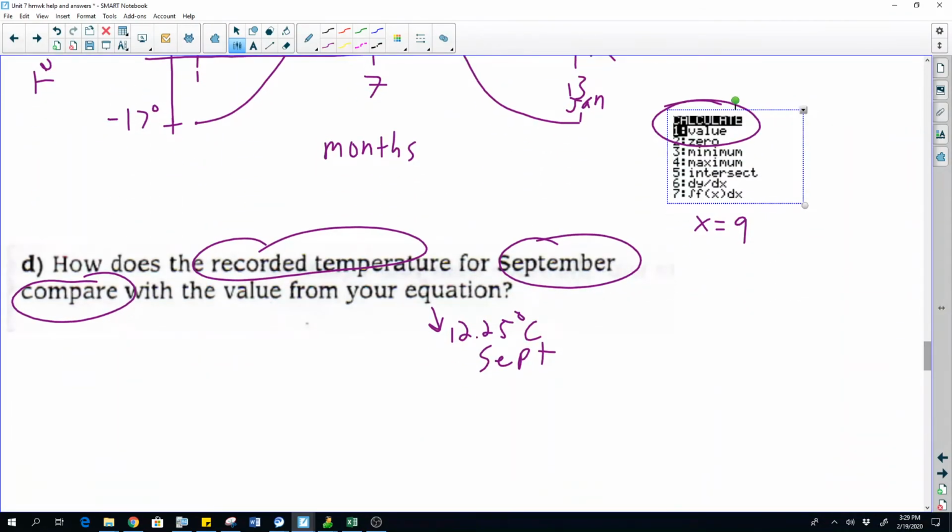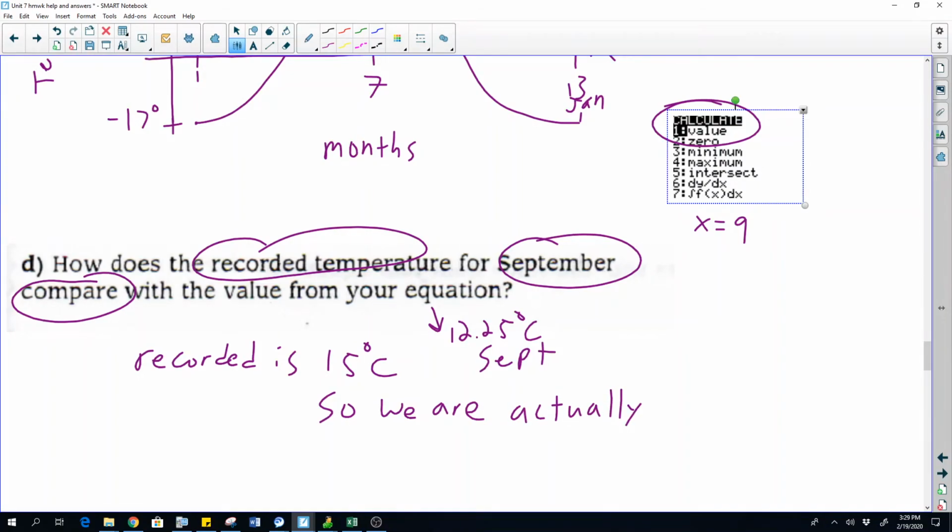Awesome. Okay, so how does the recorded temperature for September compare? So, well, the recorded temperature is 15 degrees Celsius. So we are actually, let's see, we're actually lower. Or if you want to say higher in the recorded temperature. So we're actually different. So we're actually off with our function.